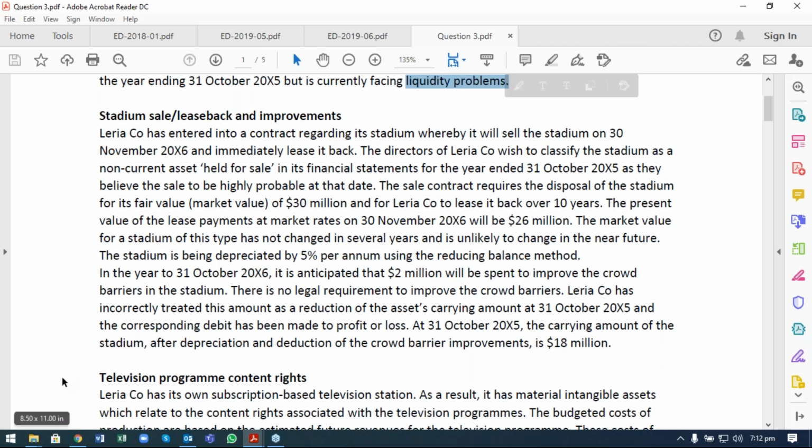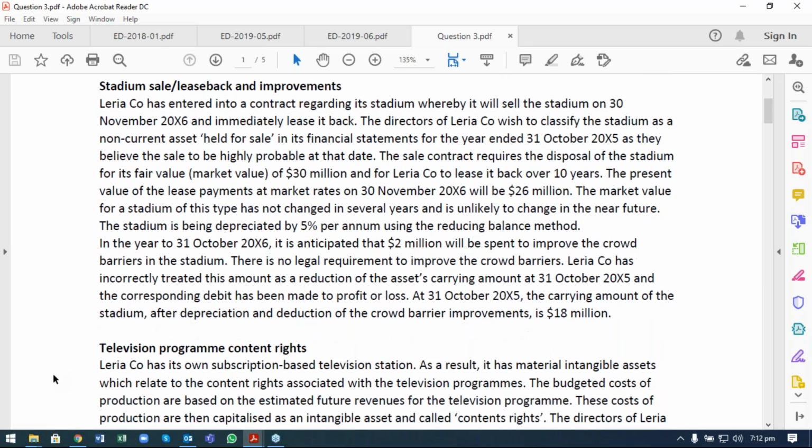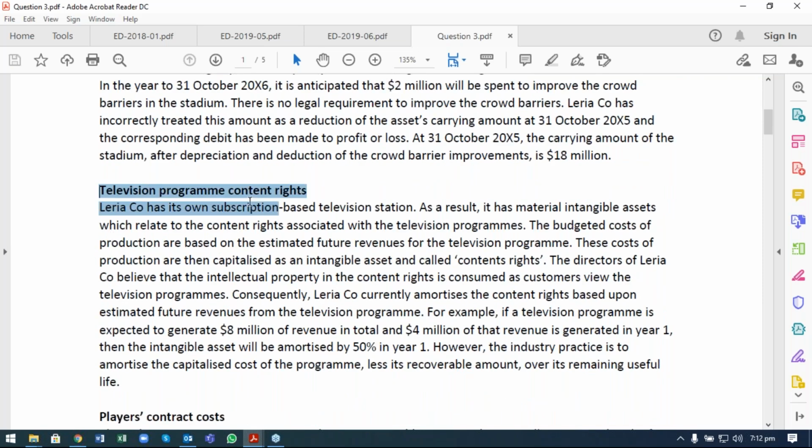Next thing is related to the television program content. With this television program content, one important thing I always consider is that once you understand your business, you can easily understand the accounting treatment.